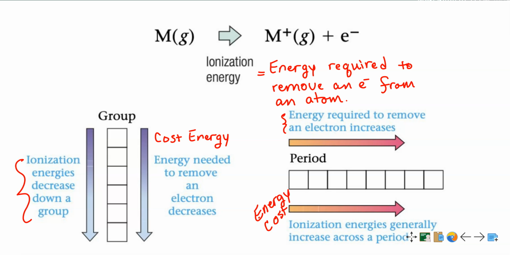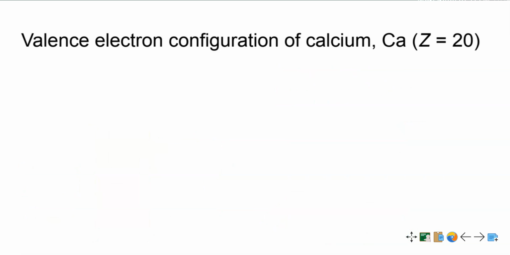Okay, and this has to do with atomic distance. Remember that our atoms get smaller as we go left to right on the periodic table, and since they're getting smaller, their attraction is greater, so they're holding on tighter. So it requires more energy to remove a valence electron.